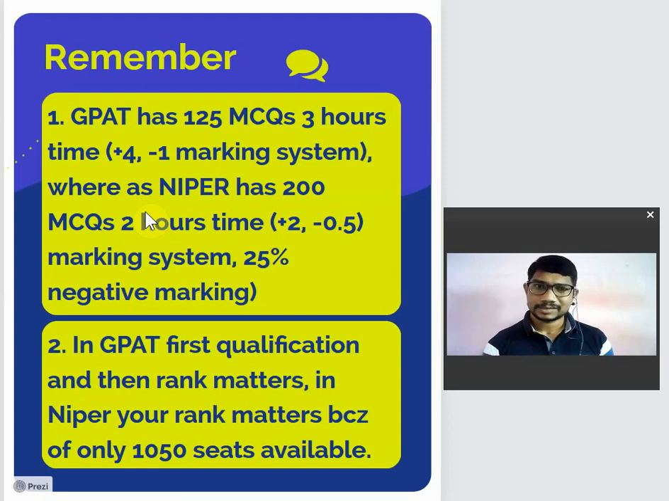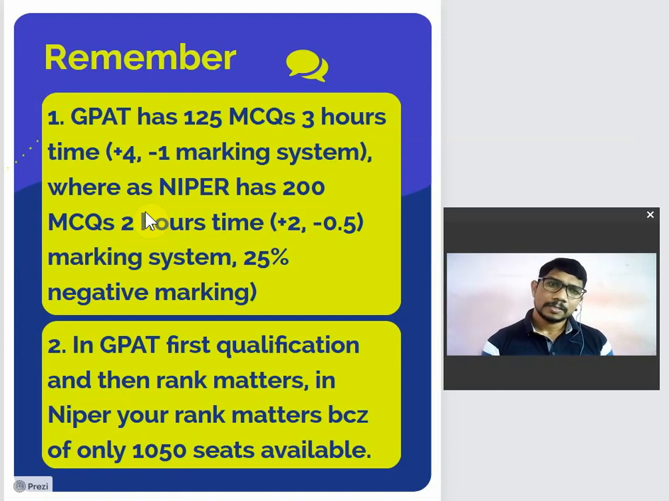Now in the Niper exam, you have 200 MCQs and 2 hours of time. That means you have more MCQs as compared to GPAT and less time. The marking system is +2 -0.5. If you answer correctly, you will get 2 marks for each question. If you answer wrong, you will get -0.5 marks. That means there is a 25% negative marking. This is the first difference between GPAT and Niper.